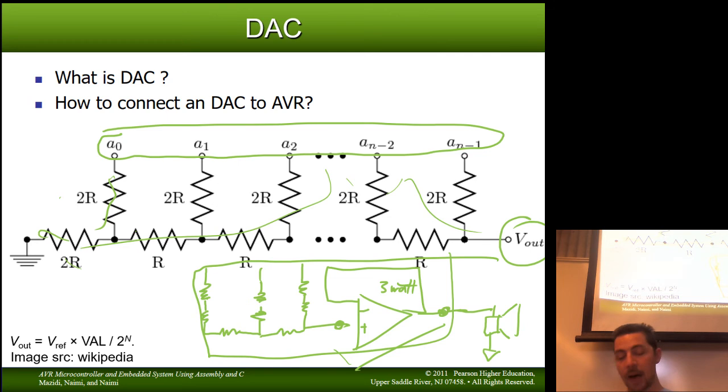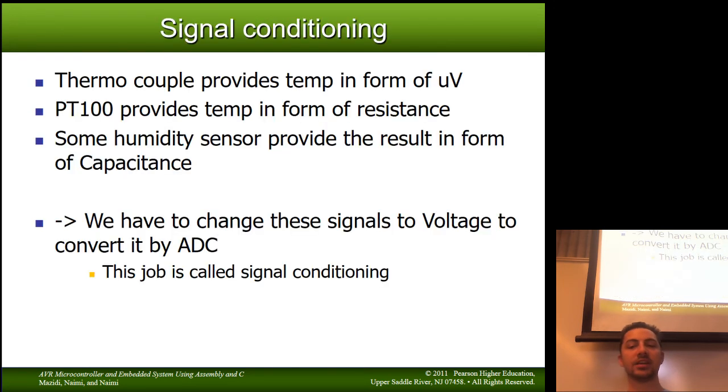All right, the last topic today is signal conditioning. And I said signal conditioning isn't going to be a big thing in this course, but any real-world device that you pick up is probably going to need some kind of signal conditioning.